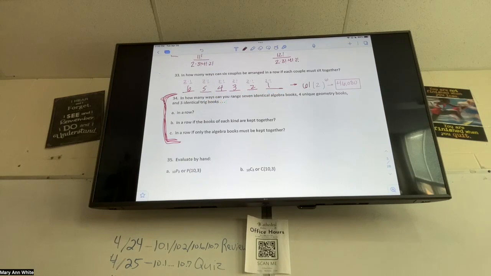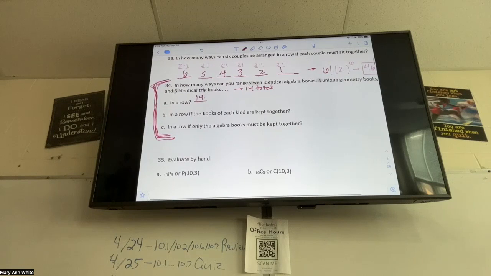Okay, so the first thing it says, how many ways can we arrange 7 identical algebra books, 4 unique geometry books, and 3 identical trig books. So first thing we care about is just putting them in a row. How many total books are there that we're trying to put in this row? 14. So 14 total, okay? If we're putting it in a row, we can just keep that as 14 factorial, right? Okay, 14 factorial.